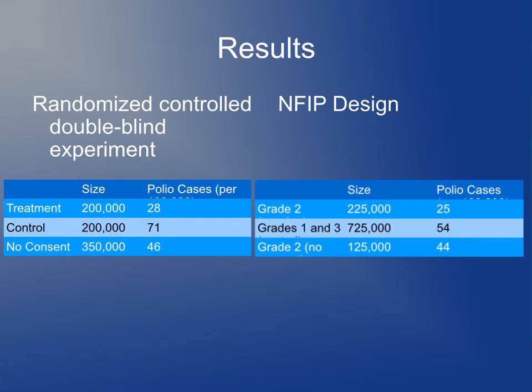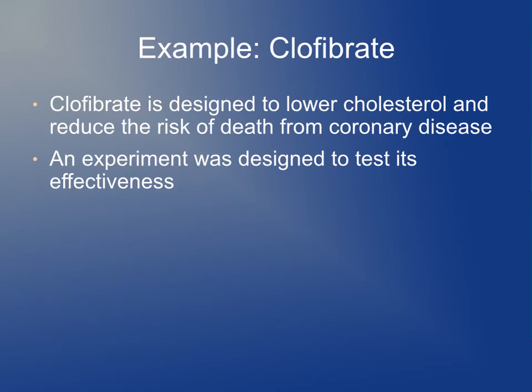Now I'll go through a couple other examples of experiments and proper experimental design to give you some additional insight on how a study should be conducted. So here's an example of clofibrate, which is a drug designed to lower cholesterol and reduce the risk of death from coronary disease. I guess it was a predecessor to Lipitor or something like that. So an experiment was designed to test the effectiveness of clofibrate.